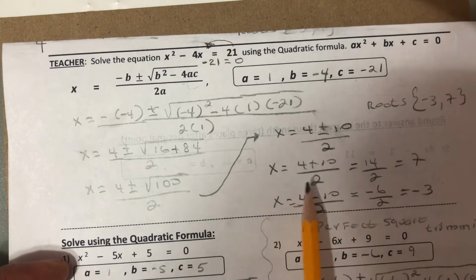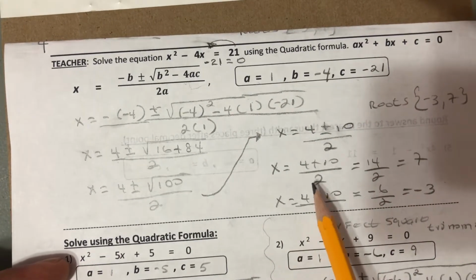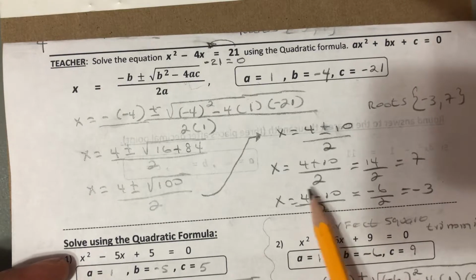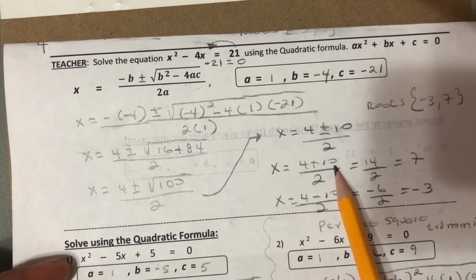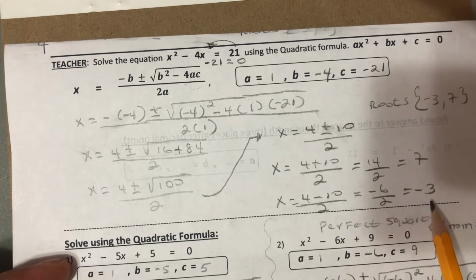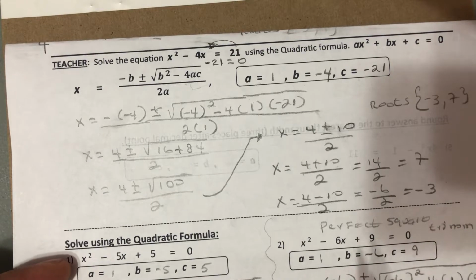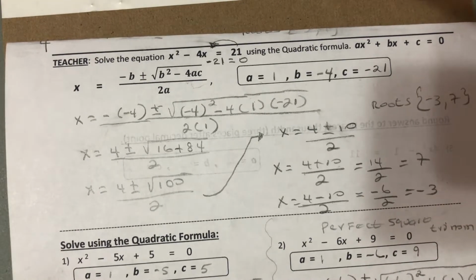When you have that, you're going to split the roots, okay? You're going to have the positive 10 and you're going to have the negative 10. So this 4 right here, plus 10 gives you 14, divided by 2 is 7. 4 minus 10 is negative 6, divided by 2 is negative 3. If you notice, we have exactly the same answers as the ones before. So we have already 3 methods for solving quadratics: factoring, completing the square, and now the quadratic formula. You can use this for everything. The quadratic formula will help you to solve any quadratic equation, okay?